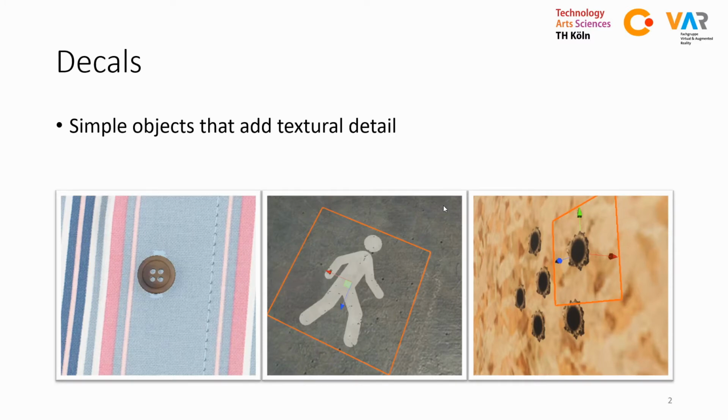So let's start with a little terminology. What are decals? Decals are simple objects which are used to enrich existing scene surfaces with additional textural information, from buttons on a jacket to bullet holes in a wall. Decals are used to represent all sorts of flat objects where the use of dedicated geometry would be simply too wasteful.